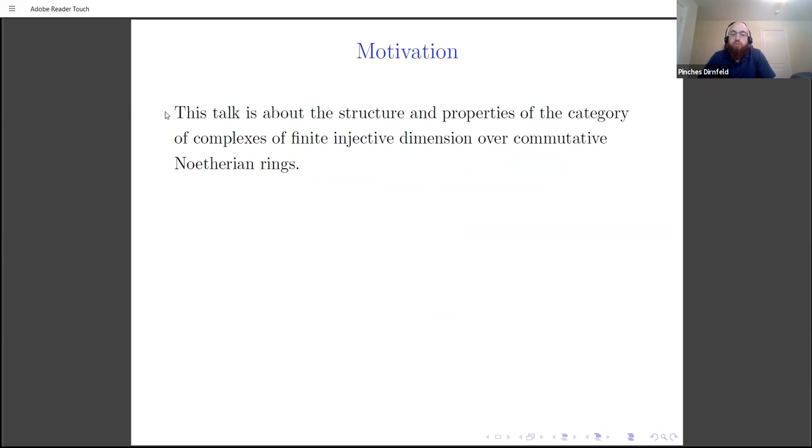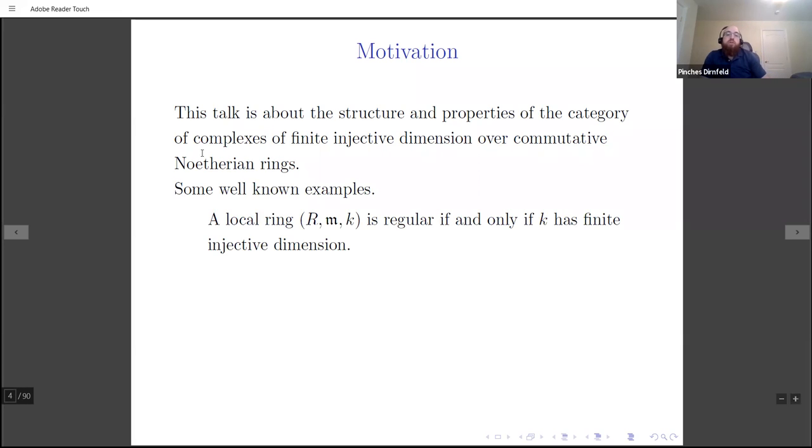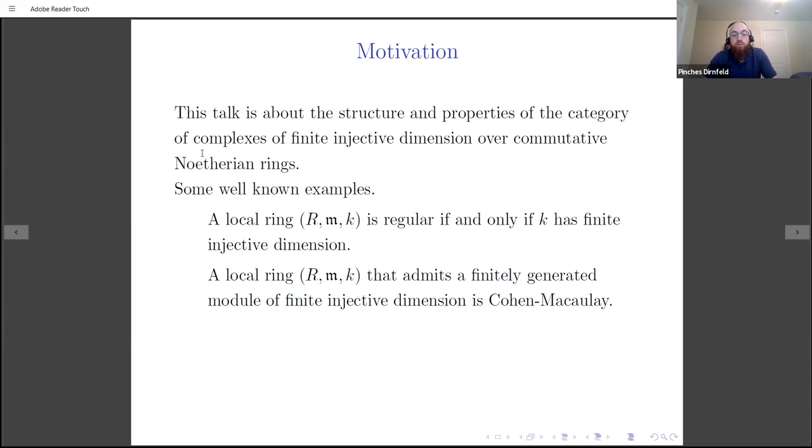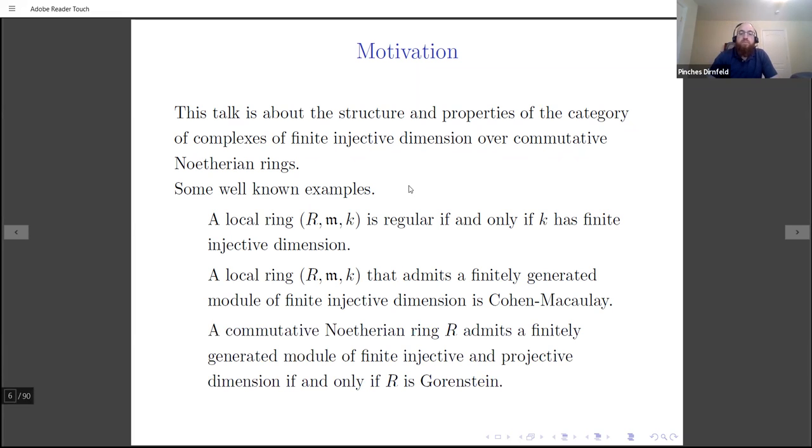Complexes of finite injective dimension tell us a lot about the ring itself, and there are some well-known examples. For example, a local ring is regular if and only if the residue field has finite injective dimension, and a local ring that admits a finitely generated module of finite injective dimension is called Cohen-Macaulay. Another example where we use this a lot is that a commutative Noetherian ring that admits a finitely generated module of finite injective and projective dimension happens if and only if R is Gorenstein, and this is due to Bass. And I'm actually using this a little bit in this talk.